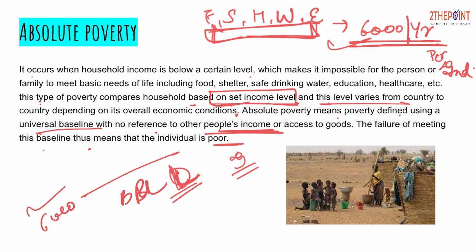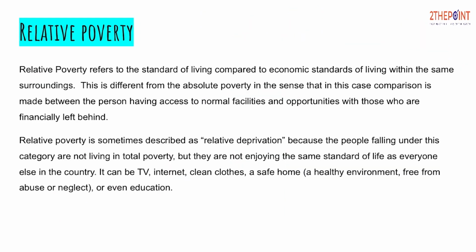As simple as that. Moving on to the next type of poverty, relative poverty. As the term signifies, relative means in relation to another. So in relative poverty, what we do is we compare our income to that of the others. For example, you are a college-going person and you have a group of friends over there.